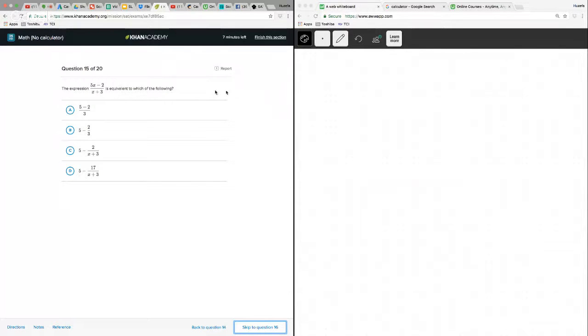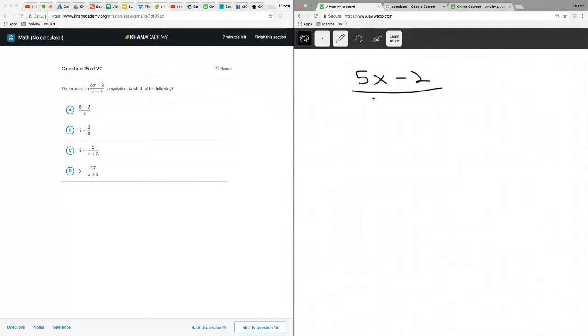The expression is equivalent to the following: 5x minus 2 over x plus 3. And we can say 5x over x plus 3 minus 2 over x plus 3. Let's see, how do we do this? I'm going to have to go backwards from these choices because I'm not sure. I know this is the gist of it, minus 2 over x plus 3, but this isn't 5.